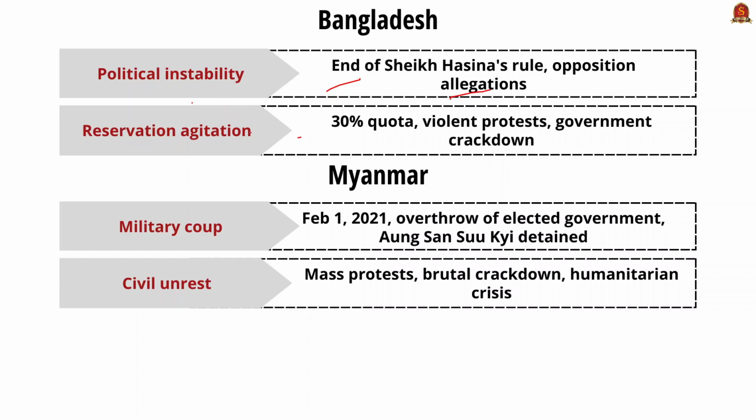The end of Sheikh Hasina's rule has brought uncertainty and political instability. The opposition accuses the government of authoritarianism and election rigging. The reinstatement of the 30% quota for descendants of freedom fighters in government jobs led to violent protests, causing significant unrest and a government crackdown, including curfews and internet shutdown.